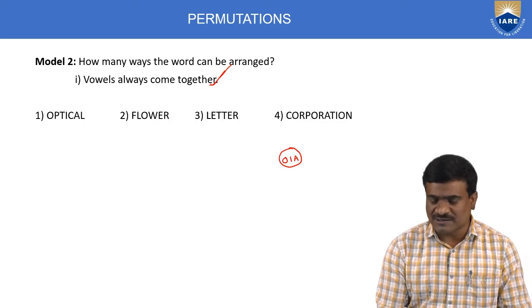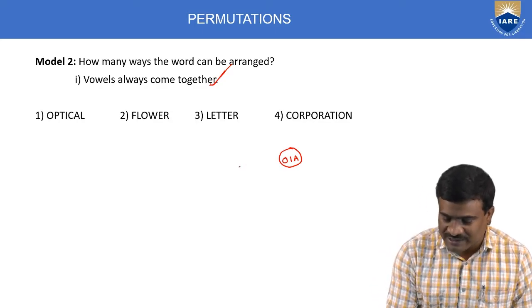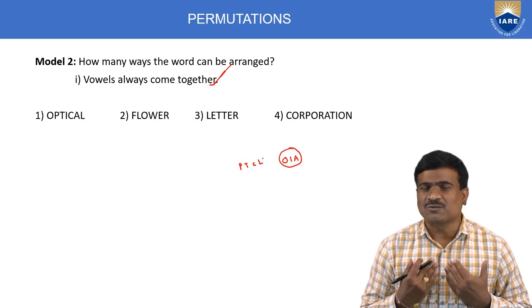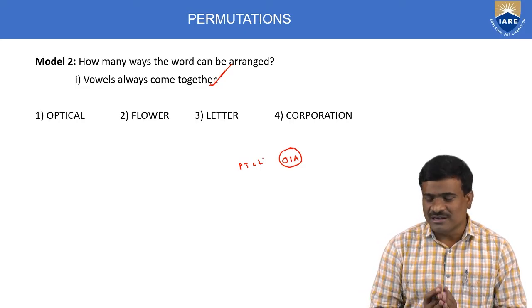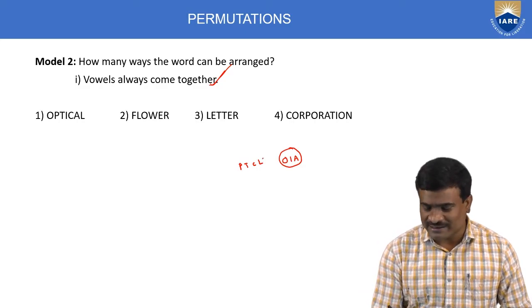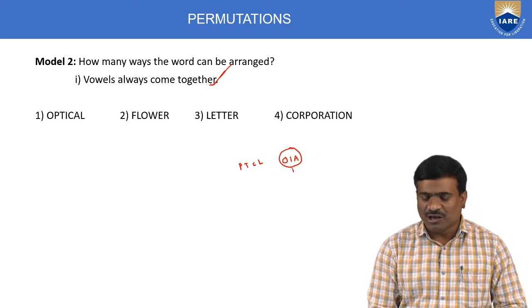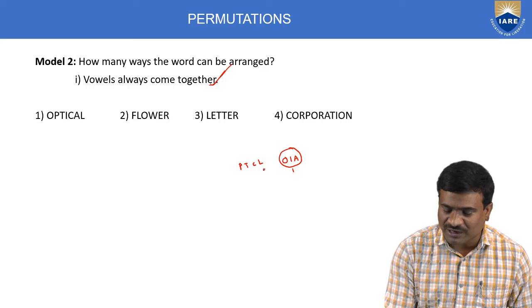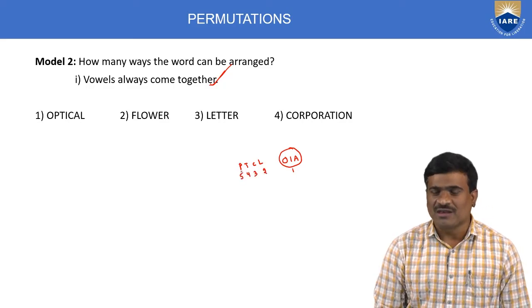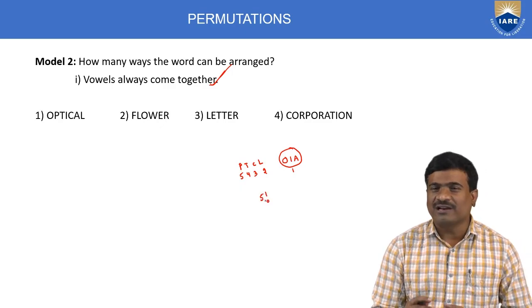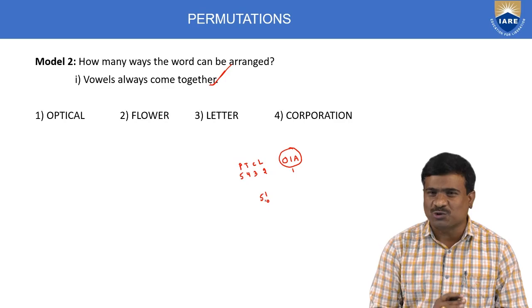Next, the number of consonants in OPTICAL: P, T, C, L. The number of consonants is only 4. Next, the event condition, vowels always come together. Together means only one letter. This is treated as one letter. Count the total number of letters. The total number of letters is equal to 5. 5 letters arrange in 5 factorial.